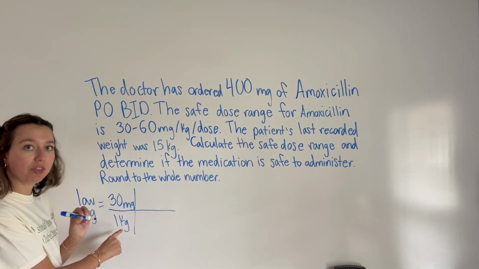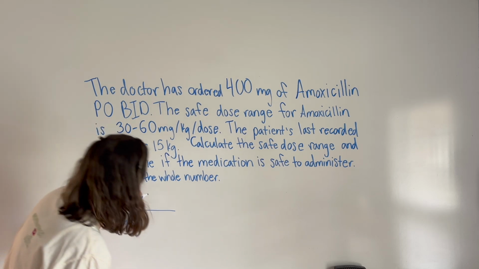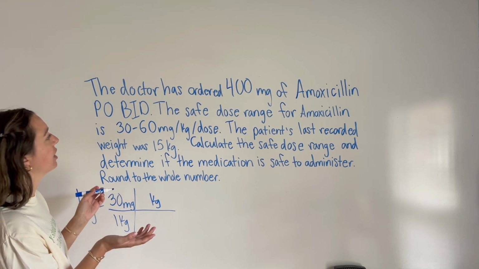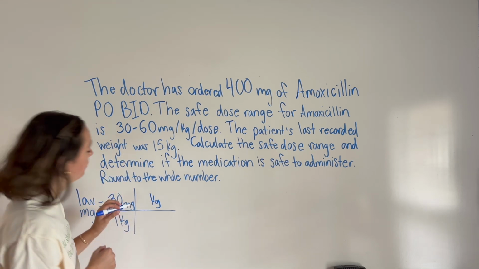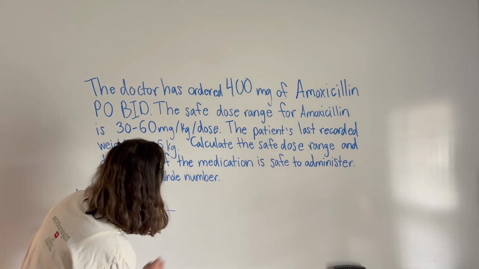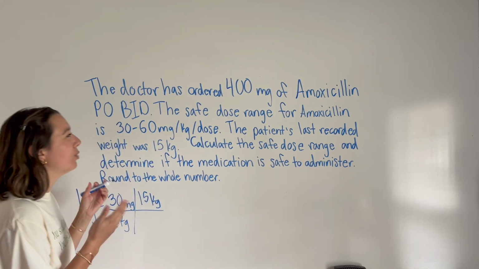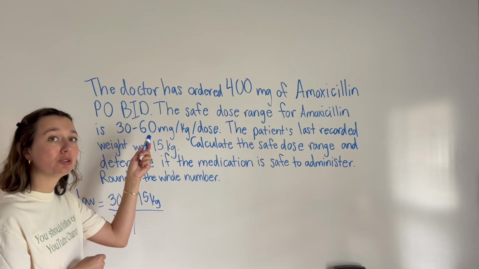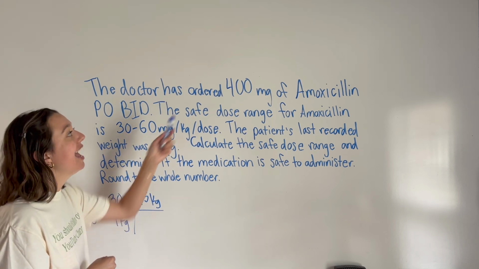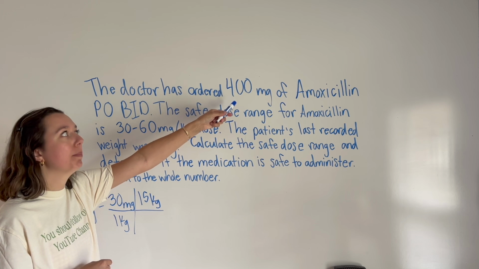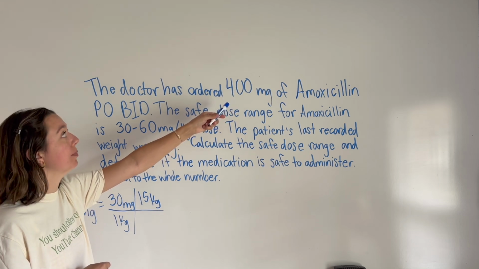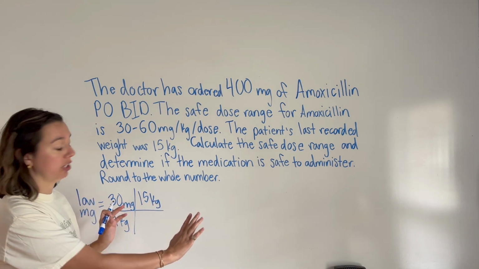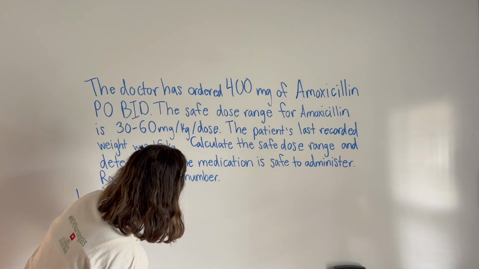If we have kilogram on the bottom, we have to put kilogram on top. So we have kilograms on top. Where else in our problem do we have kilograms? 15 kilograms. So we're going to put that on top. We don't really need to do anything else because the only other number I have is my 60 milligrams, which will be in my high dose. And then there's 400 milligrams up here, but I'm not using this till the end of the problem. This is what the doctor ordered. I'm just trying to solve for the safe dose range right now. So I'm done, I'm ready to go.